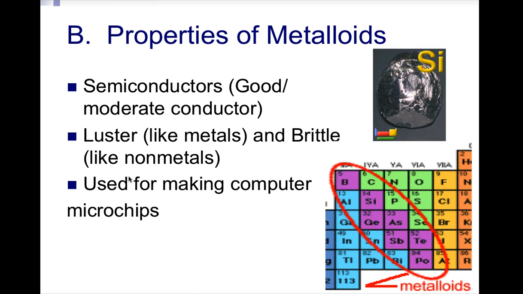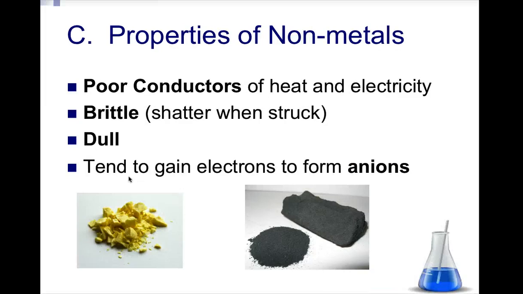Some properties of metalloids are that they are semiconductors. They're good, but not that great, conductors of electricity. They have luster like metals, but they're brittle like nonmetals. They're used for making computer microchips. Some properties of nonmetals are that they are poor conductors of heat and electricity. They are brittle. They will shatter when they are struck. They are dull, and they tend to gain electrons to form anions.